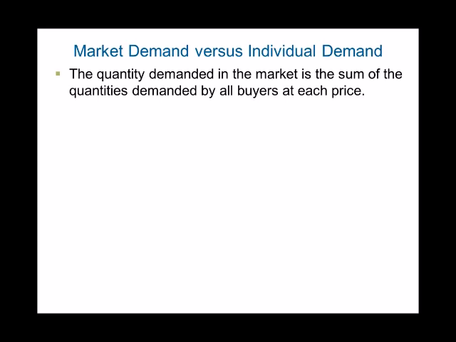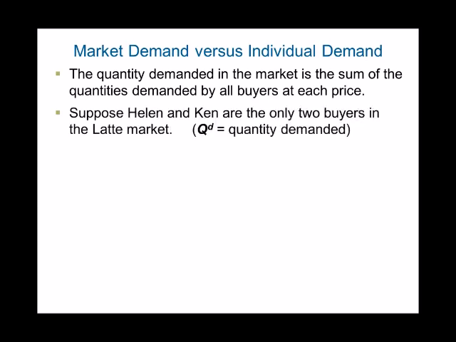So if we have 2 buyers, for each price, we're going to add how much quantity each of the buyers demands, and then we're going to add them together. So let's say, besides Helen, now Ken joins the market. So we have 2 buyers now instead of 1.